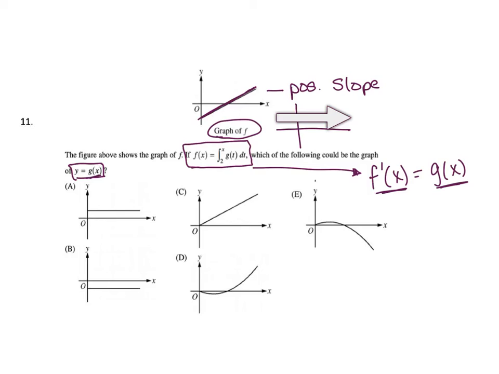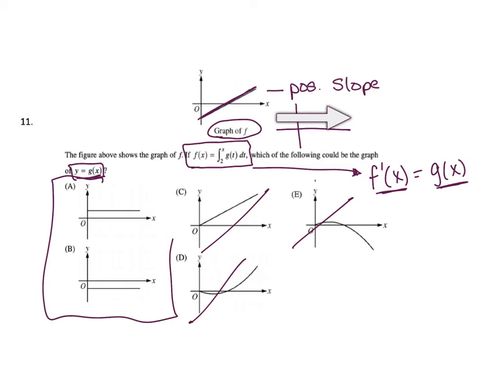Well, let's see. It looks almost like either A or B, so I'm going to go ahead and cross out these. Now, the only difference in A and B here, let's look and see. Well, in B, the line is down below the x-axis, and in A, the line is above the x-axis. Since I have a positive slope, that means that all these values for f prime, which is g of x, have to be above the x-axis. So the correct answer is A.